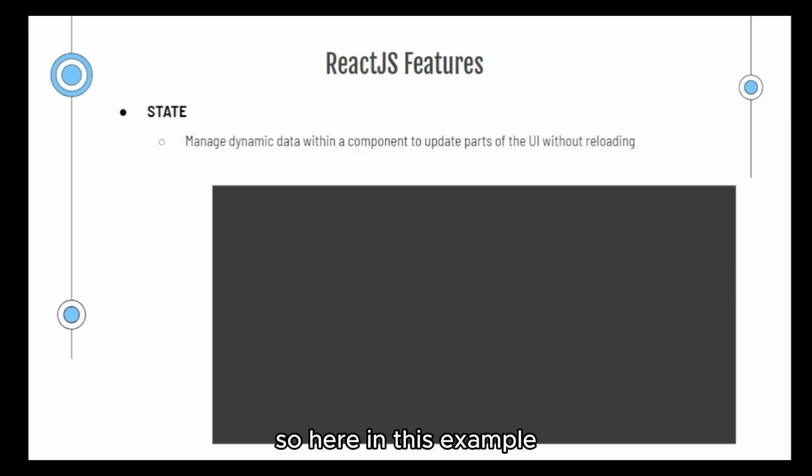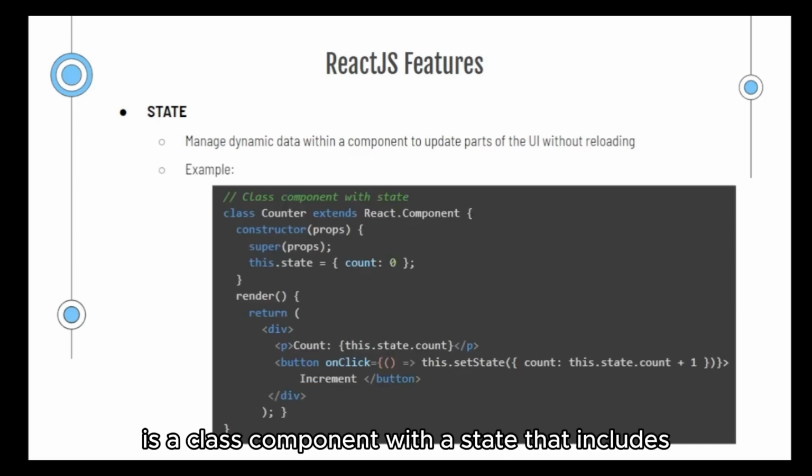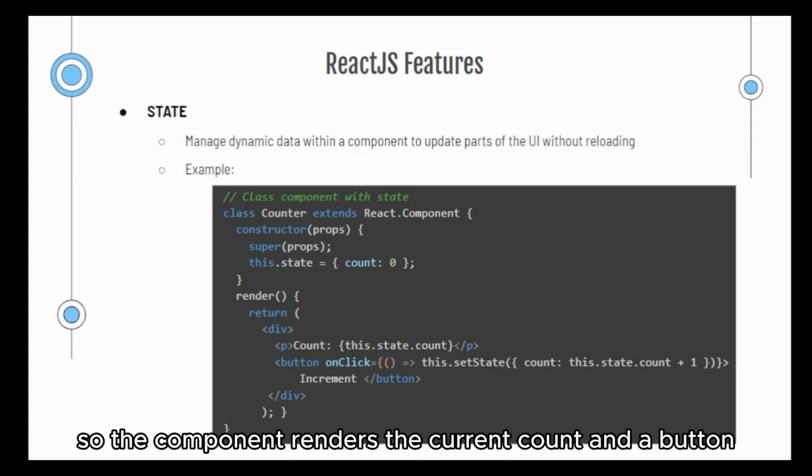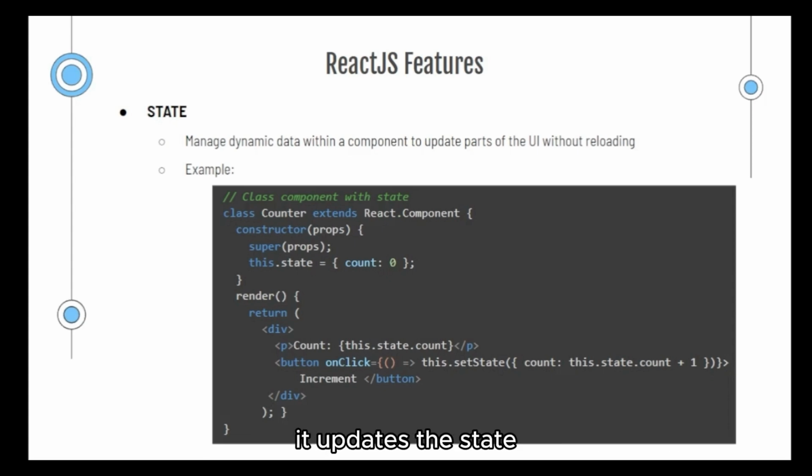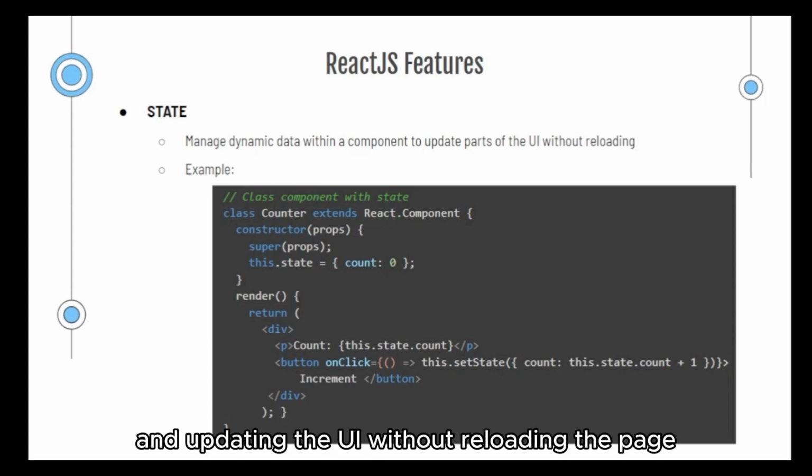So here in this example, the counter is a class component with a state that includes a count property. The component renders the current count and a button. When the button is clicked, it updates the state, causing a re-render and updating the UI without reloading the page.